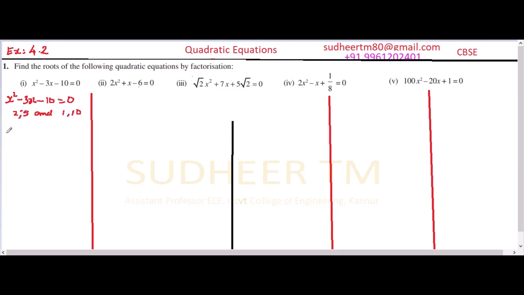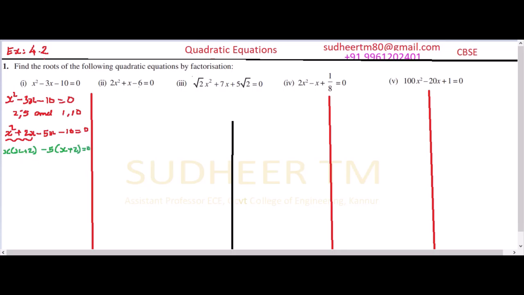Okay, so our middle term we are going to split like this: x square plus 2x minus 5x. 2x minus 5x is minus 3x, minus 10 equal to 0. In the first two terms, which one is common? x is common, x into x plus 2. Then in the third and fourth terms, minus 5 is common, minus 5 into x plus 2 is equal to 0.